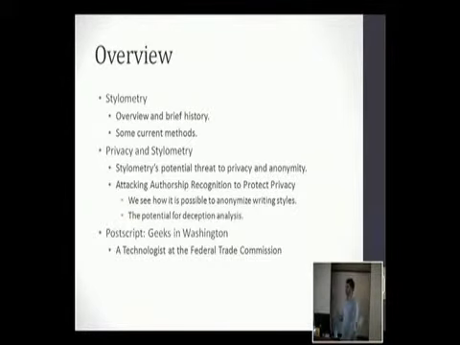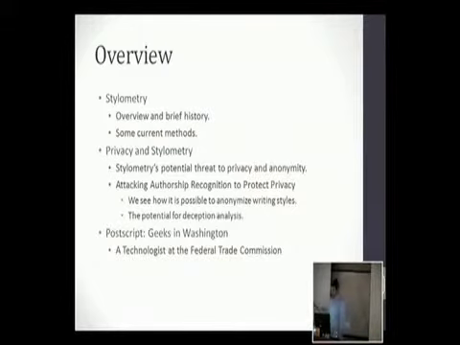So in this talk, first I'm going to define stylometry, or authorship recognition as it is often known. I'm going to go over some brief history of it, explain some current methods, and explain why it's important. And then I'm going to talk about the potential privacy and anonymity threats that stylometry presents. I'm going to talk about our study that had to do with attacking authorship recognition, attacking stylometry in order to preserve privacy and anonymity, where we found that despite the fact that authorship recognition systems are very advanced and can do a very good job at identifying your writing style based on the linguistics in text, it is actually possible to fool these systems and to pretend that you're someone else, even a famous writer.